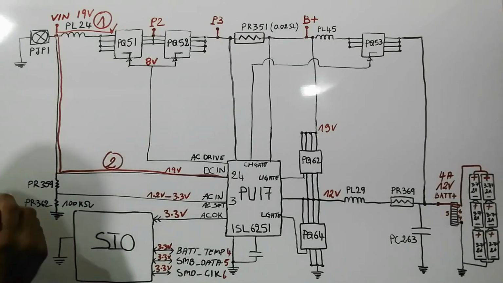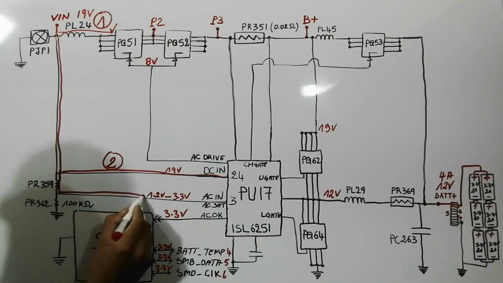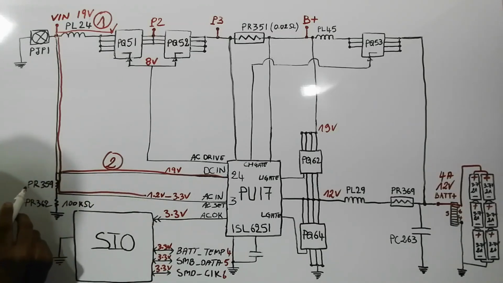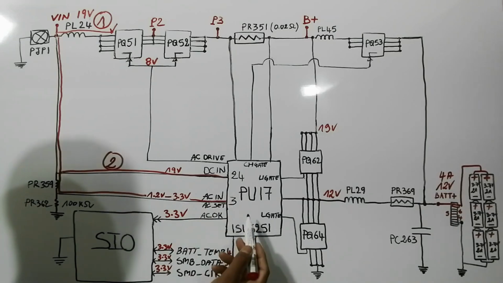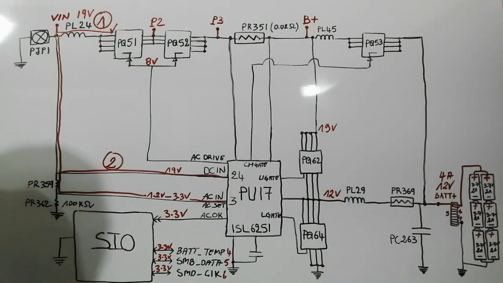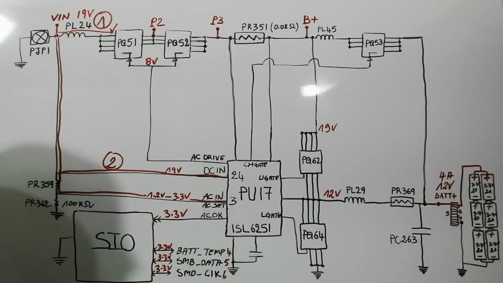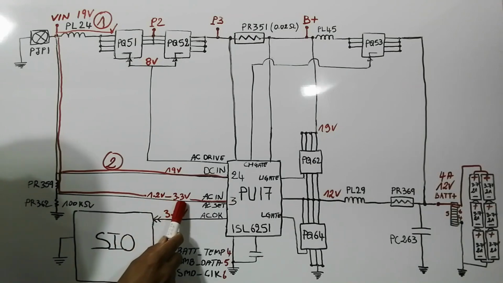The third step is that the 19 volt will go in this direction. Of course, it will pass through this resistor, PR359, and it will be applied to pin number 3 in the charge IC. Because we have these two resistors of about 100 kilo ohm, we will not get 19 volt here like the DC in. We will get a voltage usually between 1.2 volt and 3.3 volt.